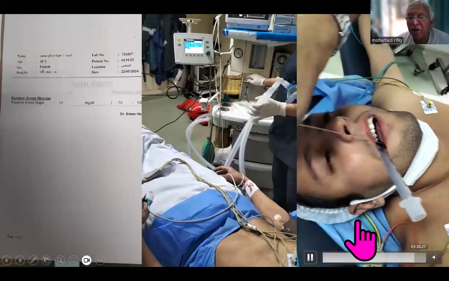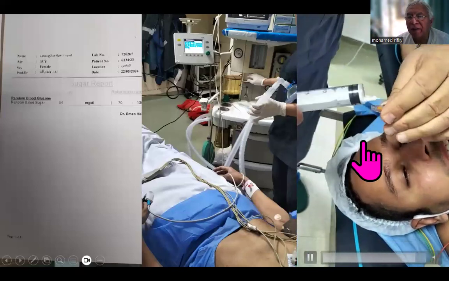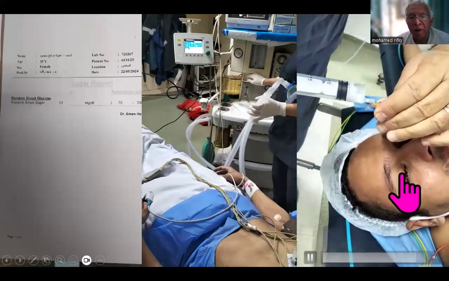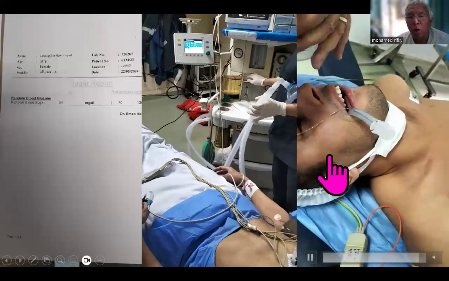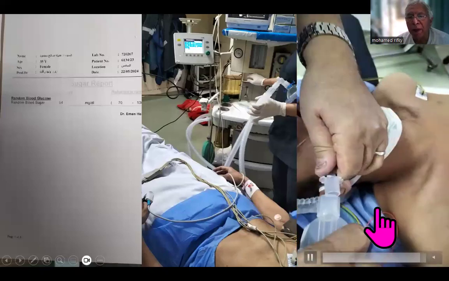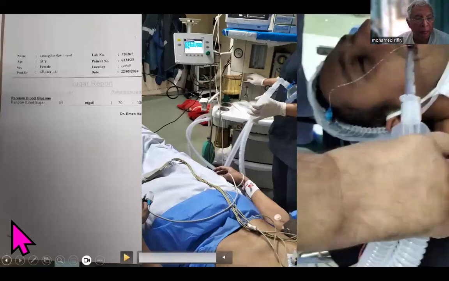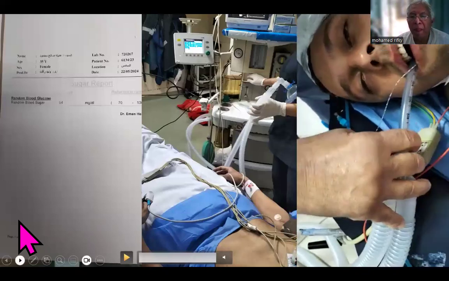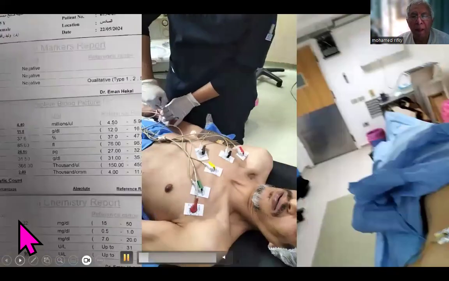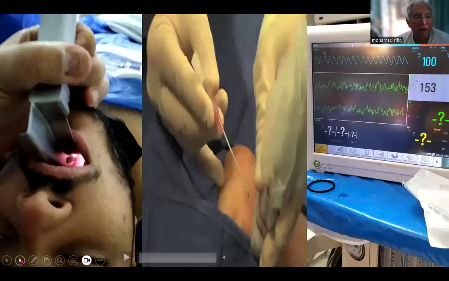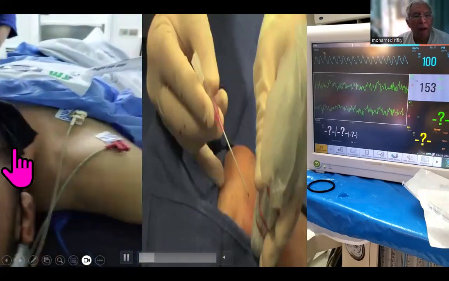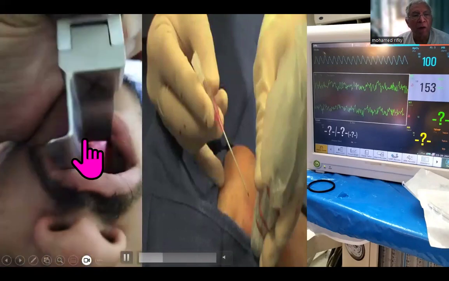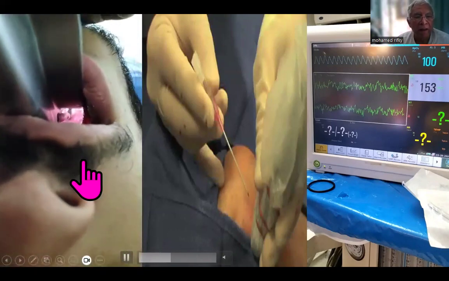After that, I inflate the cuff. This is the capnometer to assure a proper sealing. There is no leak and no aspiration will occur, and the ventilator will work properly. This is another film showing, of course, the laryngoscope visualizing the cords, and these are the electrodes, and this is the laryngoscope. You can see.